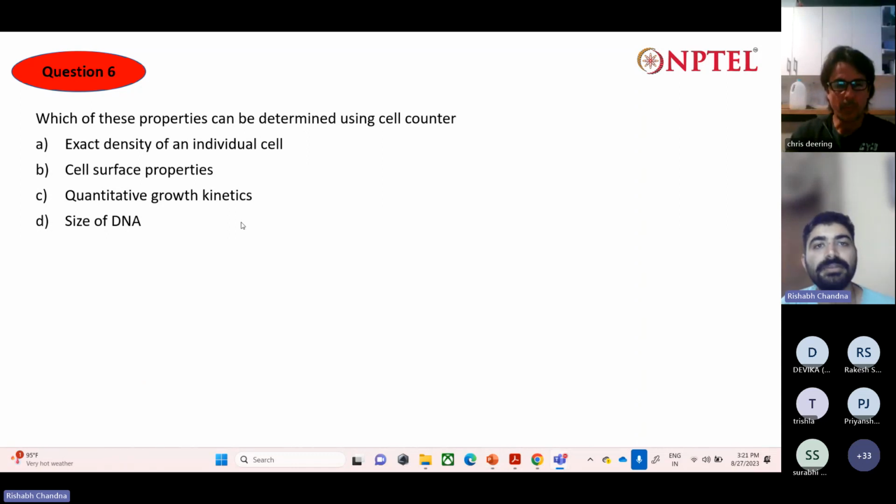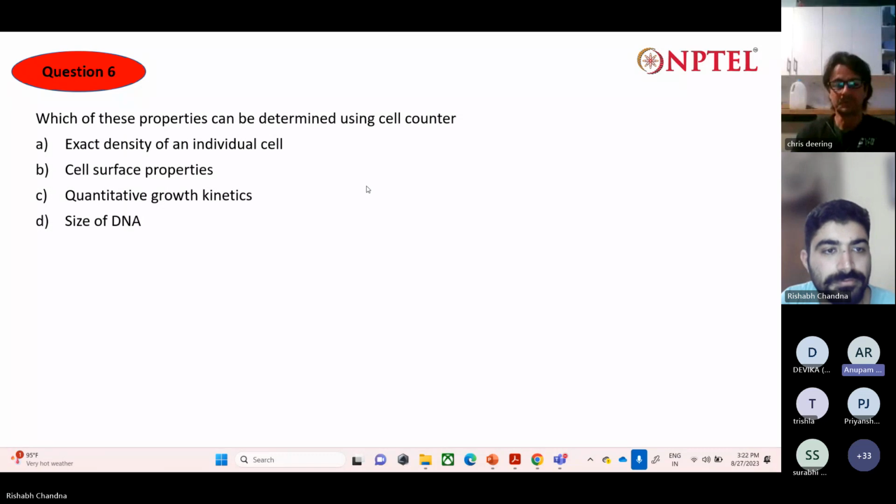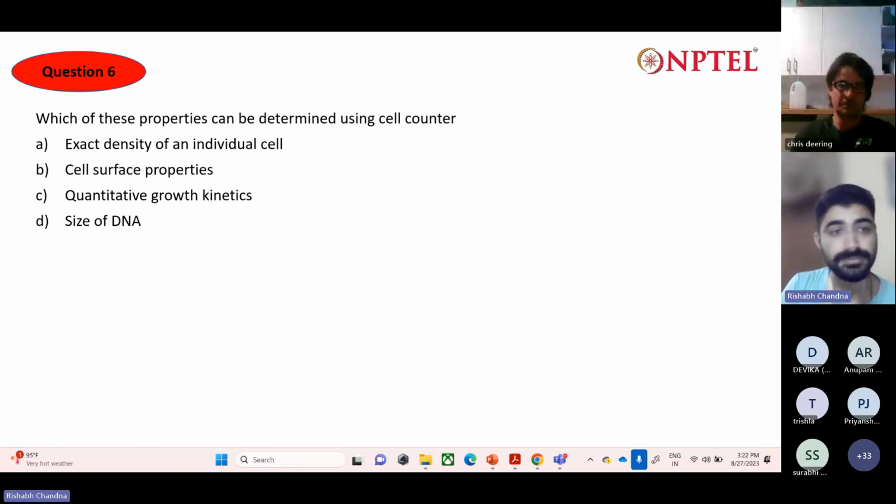Which of these properties can be determined using a cell counter? Exact density of an individual cell, surface properties, quantitative growth kinetics, or size of DNA. Can anybody guess? Option C. Any more answers? Option A. Anybody else? Option C. Okay, so the correct answer is option C only.